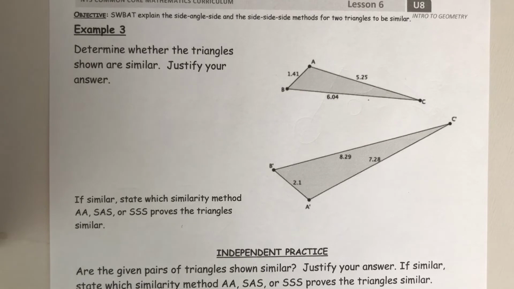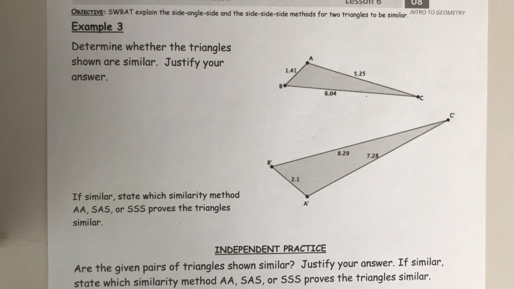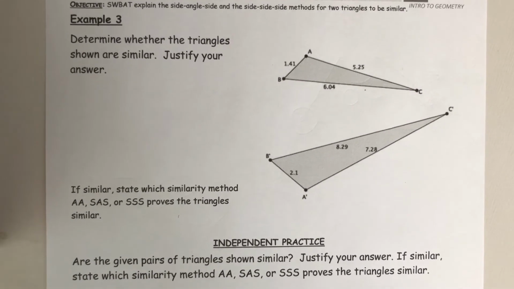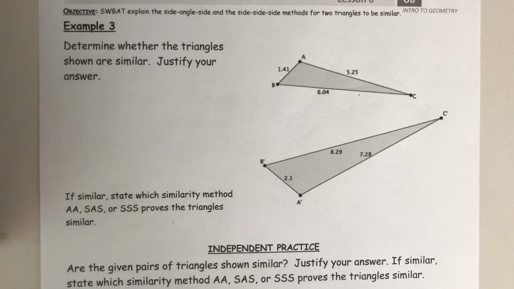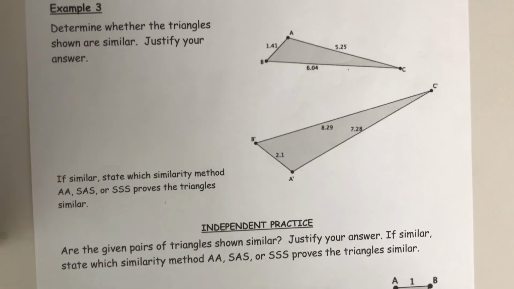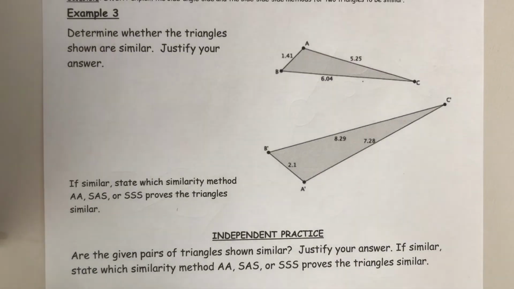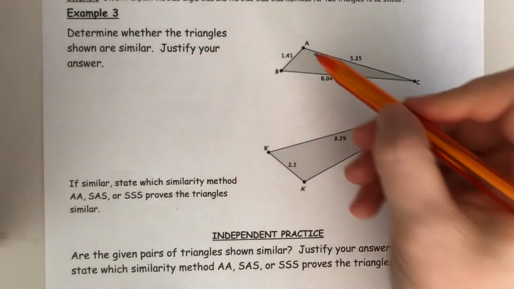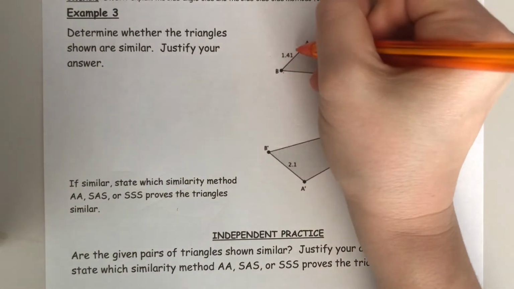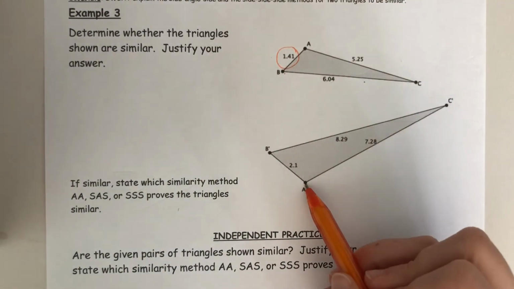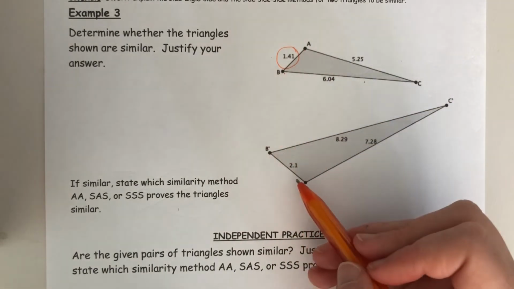So example 3 says determine whether the triangles shown are similar, justify your answer. So looking at these triangles, we don't know any information about the angles, but we are given 3 sides in each of the triangles. So let's match the corresponding sides first. So AB corresponds with A prime, B prime. We're just going to match the letters to the sides.